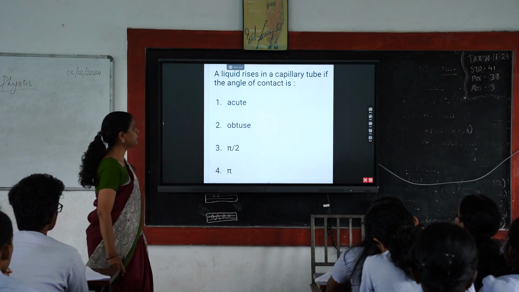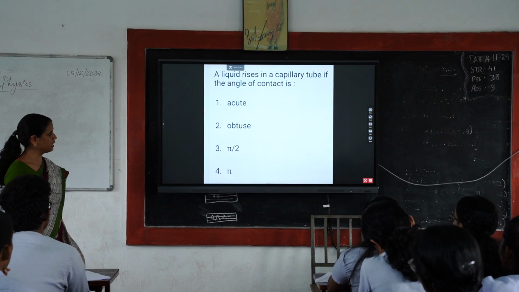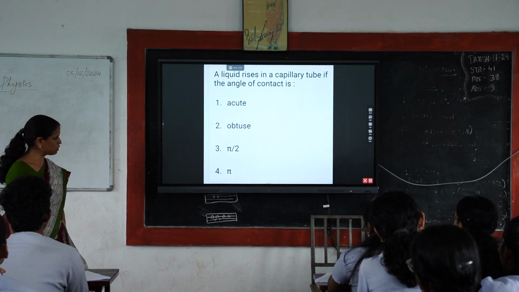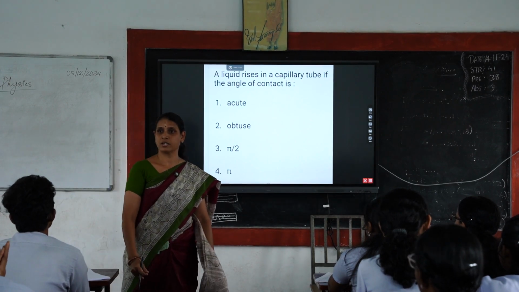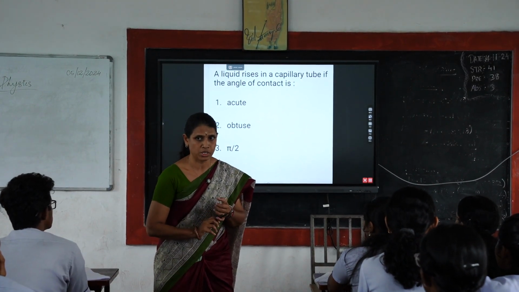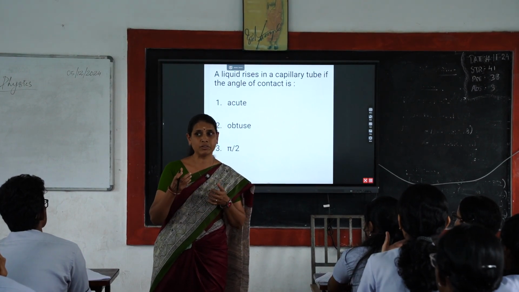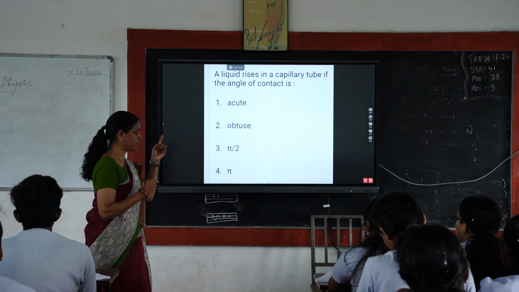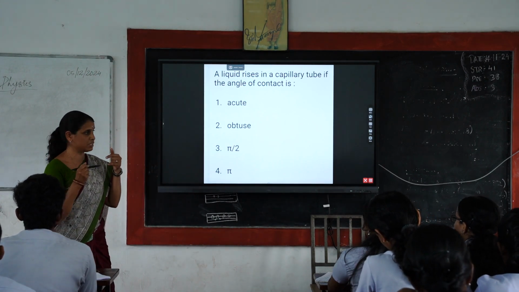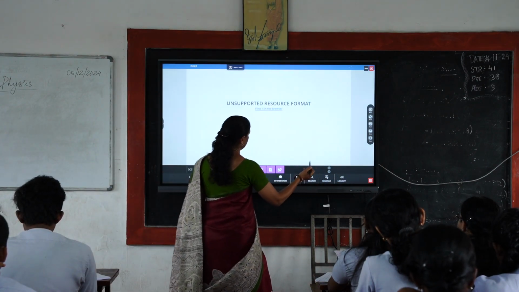Okay. A liquid rises in a capillary tube if the angle of contact is acute, obtuse, pi by 2, or pi. Acute. So if it is obtuse, what will it be? There will be a capillary depression. Okay. So if it is acute, there is capillary rise, and if it is obtuse, there will be a capillary depression. Okay.